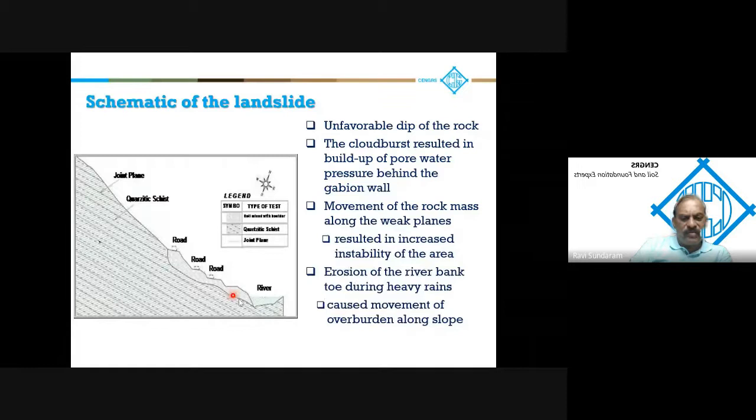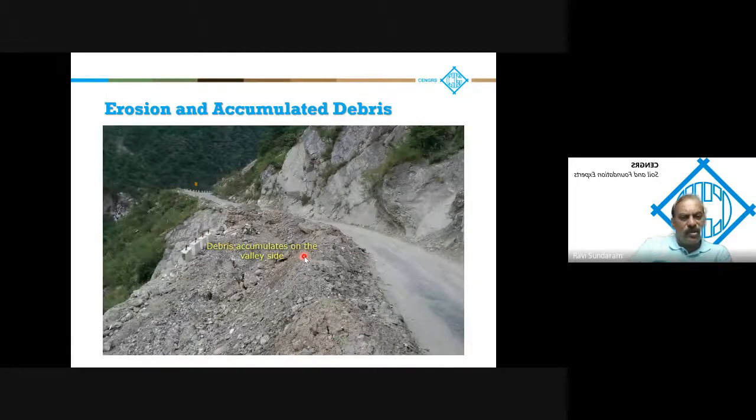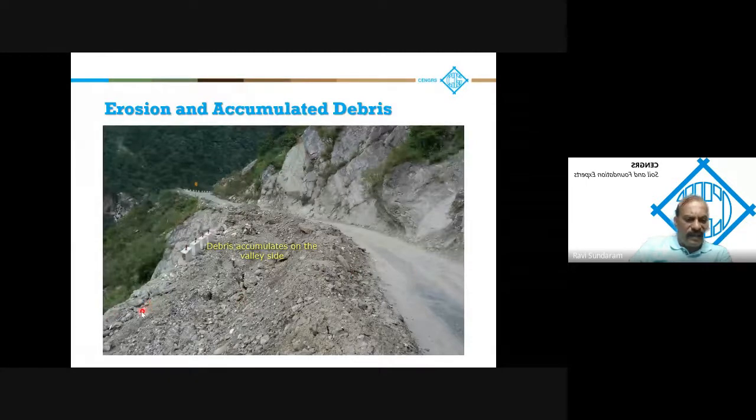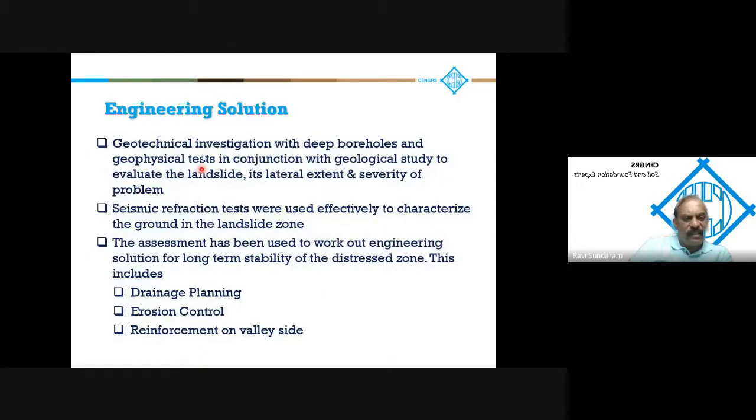The erosion of the river bank toe during heavy rains caused movement of the overburden along this slope. So you can see the erosion and the accumulated debris. This is the road here, and on the downside, the debris has collected. So let's see what the engineering solution was.